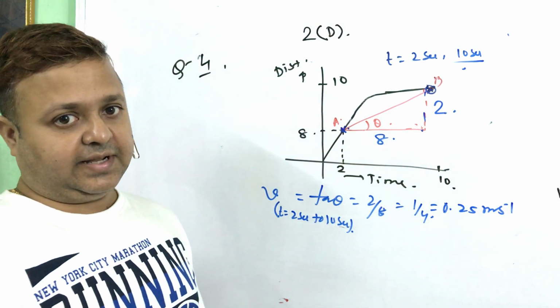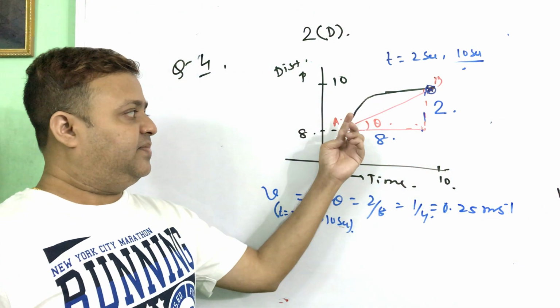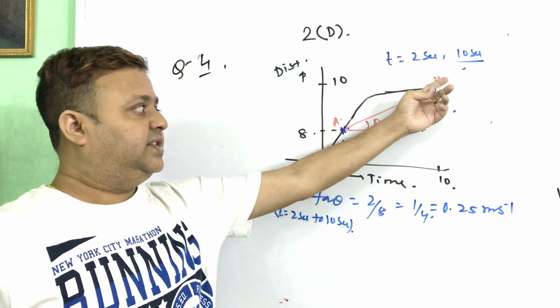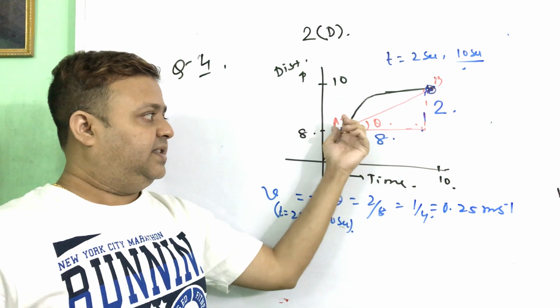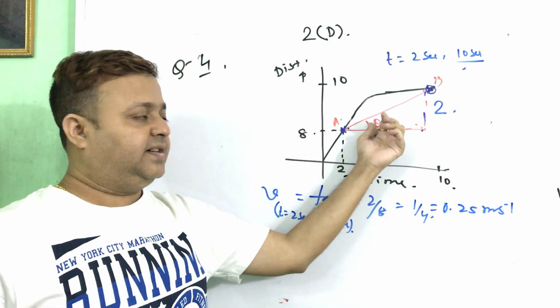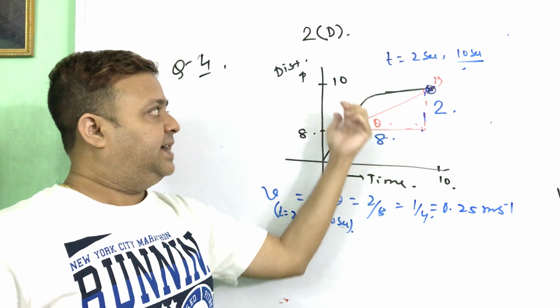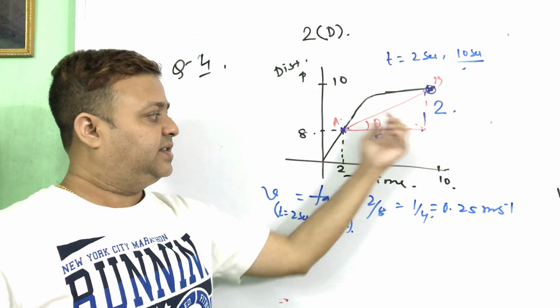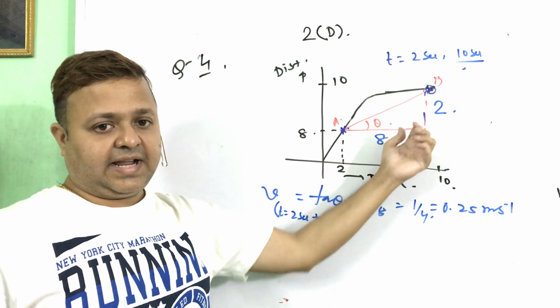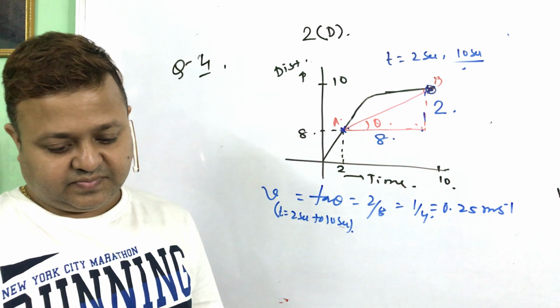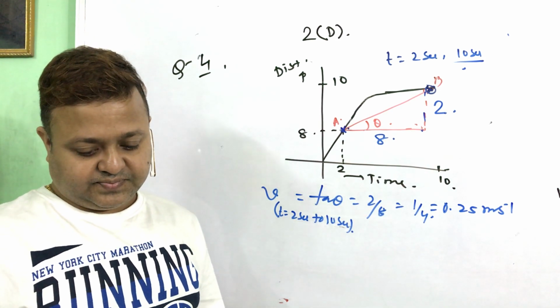Between 2 to 10, the starting point is A and the ending point is B. Joining the line AB, this angle is theta. This is 2, and this is 8. So tan theta is the speed. Another question.